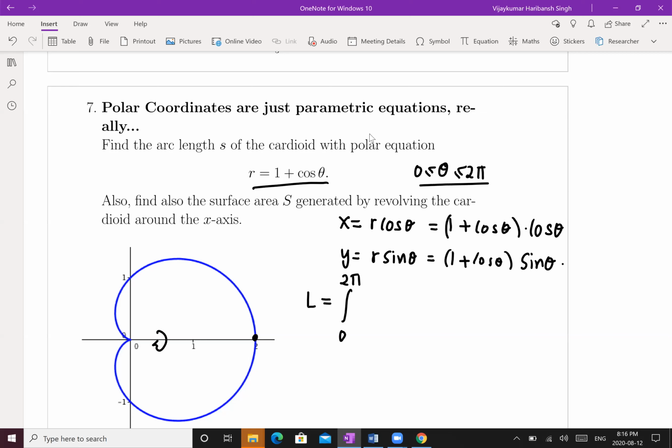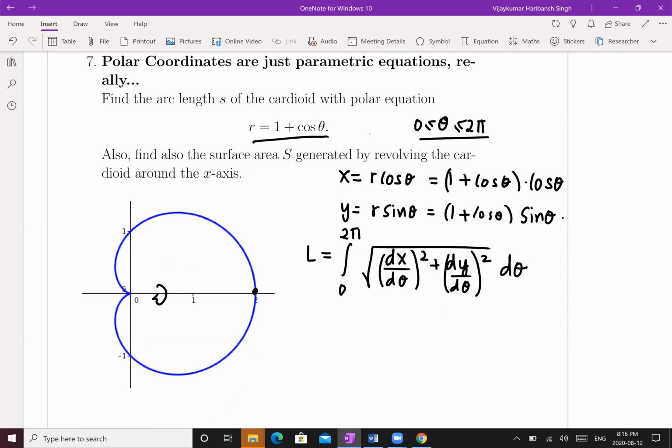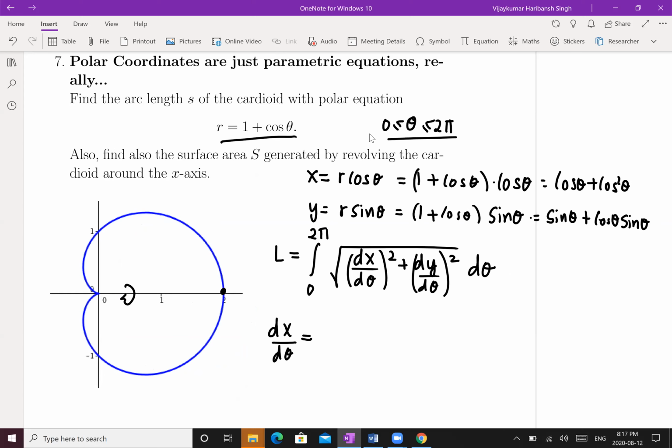Instead of t, you have theta: the square root of (dx by d theta) the whole square plus (dy by d theta) the whole square, d theta. So instead of t, we have theta here. Let me write down what we get. We can write x as cos theta plus cos square theta, and y as sine theta plus cos theta sine theta. So dx by d theta is going to be minus sine theta.